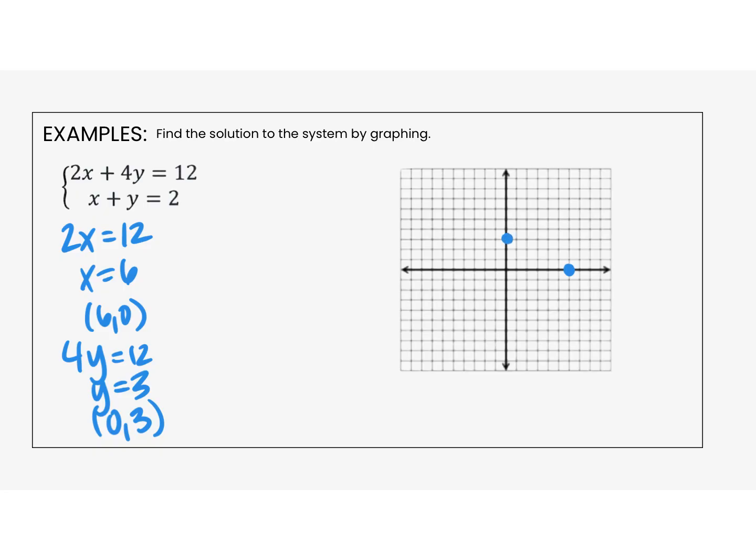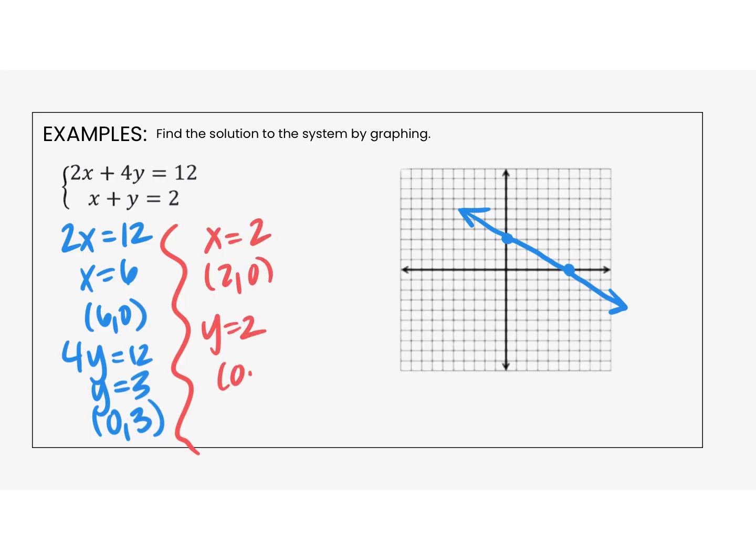And I can connect those dots. Again, you should be using a straight edge, so your lines should be more exact than mine. Second one, I just get x equals 2, so I'm graphing 2, 0. And then y equals 2, so I'm graphing 0, 2. So they are going to intersect over there about. This looks like my intersection point, so that is negative 2, positive 4.